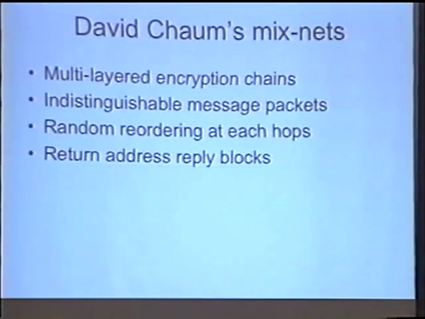I've just covered this actually. We have the multi-layered encryption chains. Chaum proposed indistinguishable message packets, which we achieved in the Type 2 system. You want to randomly reorder your messages. As each message goes through the network and hits each node, you don't want a first in, first out system here, because then somebody watching the network can just watch the packets go through and they win.